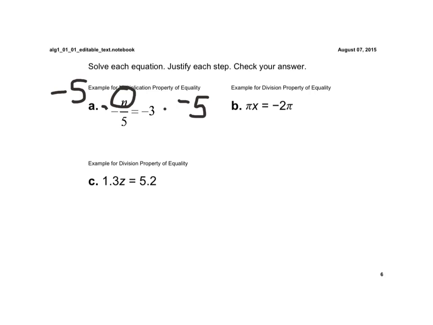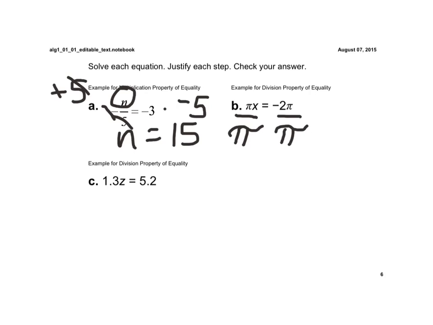And now the two negatives on this side cancel out to be a positive, and the 5 divides with the 5, and we're going to get n equals 15. And there's my final answer. If you look at example B for the division property, we want to solve for x. Well, x is being multiplied by pi. So now we're going to divide both sides by pi. And when we do that, those divide out, we get x is equal to a negative 2.